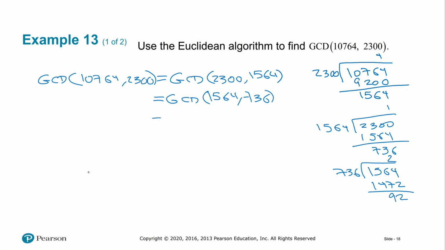So we know that this is going to be the same as the GCD of the remainder and that number, which was the smaller of the two. So I'll write the 736 first, and then I put the 92. All right, again we repeat the process, so we divide the larger number 736 by 92.